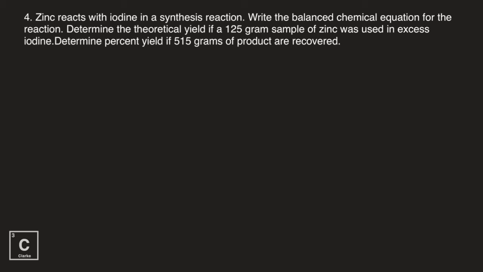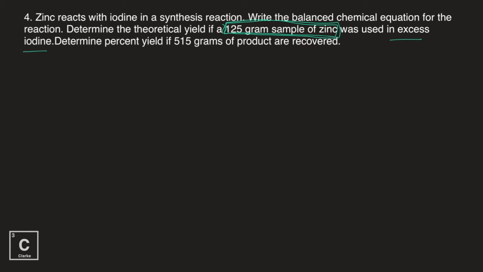Y'all, this problem is just a stoichiometry problem, and we know that because there is only one given. And we also know that because it's telling us that one of the reactants is in excess. It says in excess iodine. That means our given information is the limiting reactant. So we don't have to figure that out.